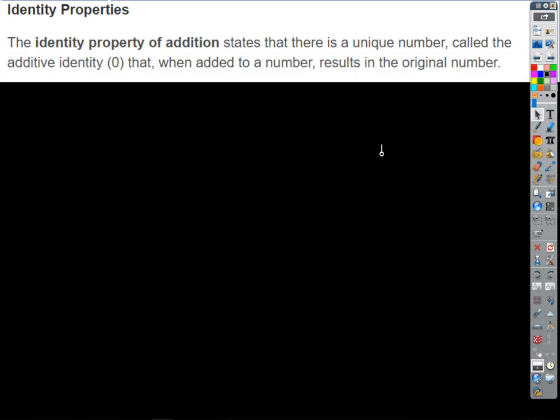Obviously, what's the identity number for addition? What could I add to something and have it not change? 0. Okay, good. What's the identity number for multiplication?